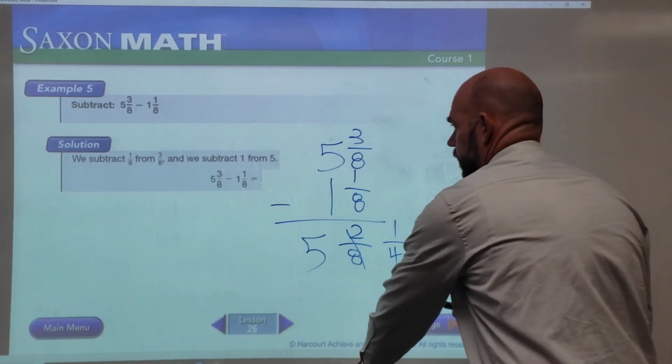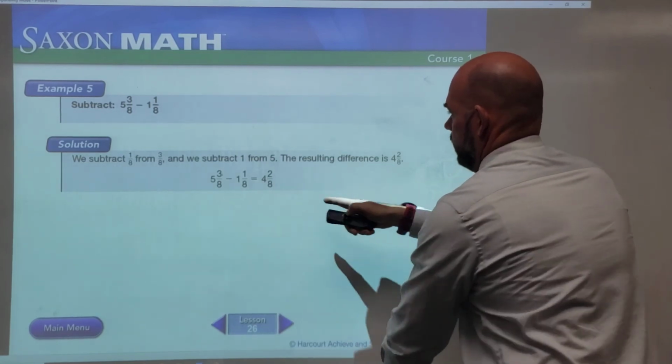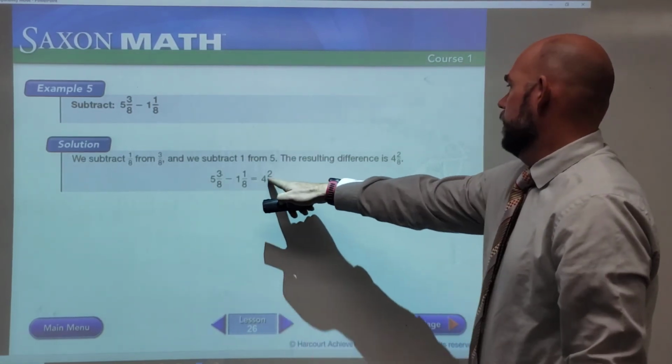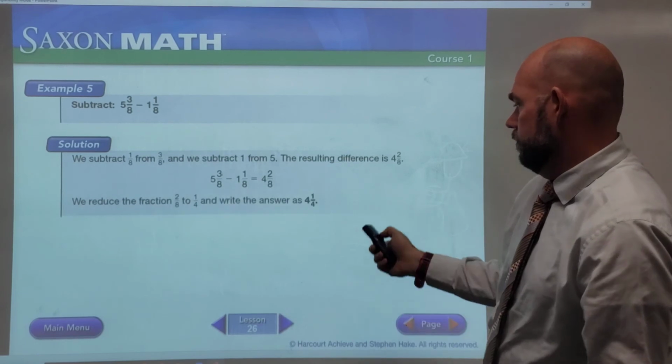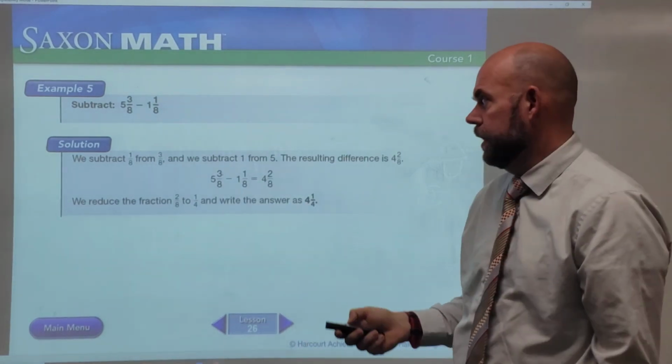Let's check our work here. So they got 2/8 just like I did, and then they reduced that to 4 1/4. Is that what I got? I think that's what I got.